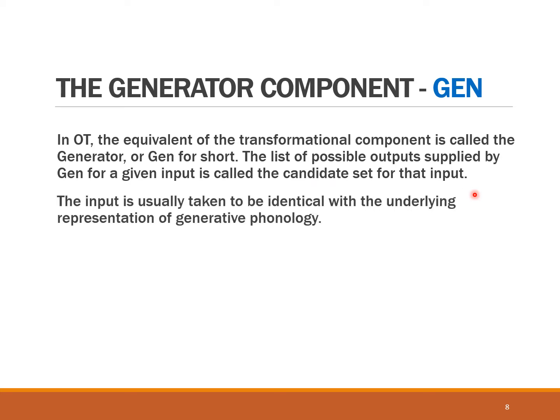The input is usually taken to be identical with the underlying representation of generative phonology. So, look at this carefully. You have an input. An input is always represented within slashes. The input is given to the Gen component, and then Gen derives certain candidates which are called candidate sets, and it can be n number of candidates. It can have 100 candidates if it has the capacity. It has the capacity to generate n number of candidates, which is known as the candidate set.